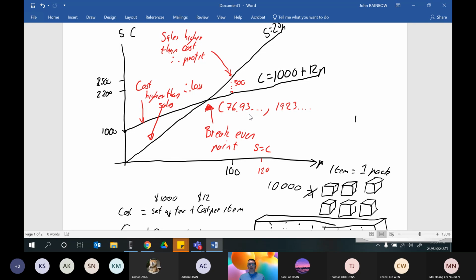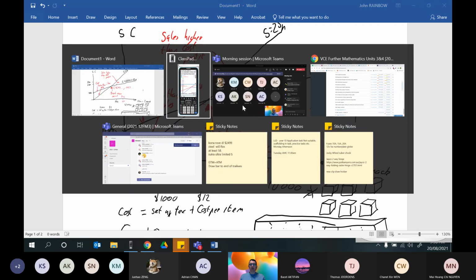Now, some questions will ask, what is the minimum order quantity I need to purchase to at least break even? If I bought 76 pieces, my cost is going to be higher than my sales. If I buy 77, that's the minimum I can buy to at least break even. So 77 pieces would be your break-even quantity. And let's look at what that is.